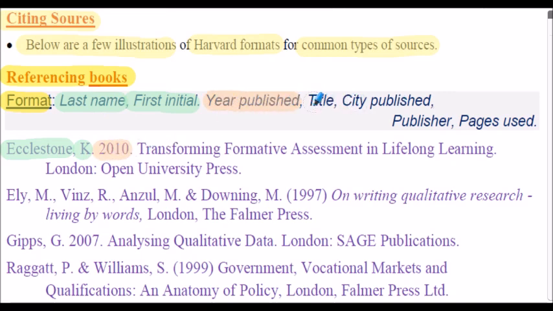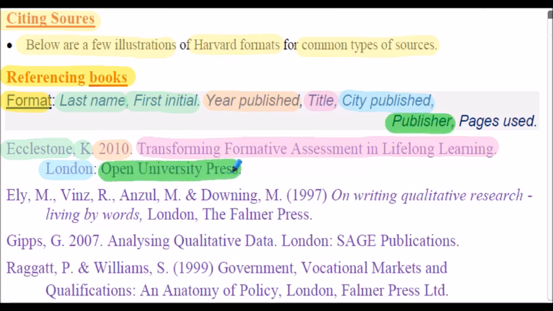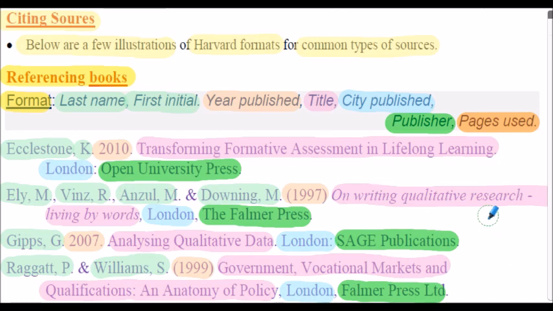The title of the book, Transforming Formative Assessment into Lifelong Learning. The city where the book was published, in this case London. The publisher, Open University Press. And sometimes the pages used are also listed, but in this case no pages are stated for Eccleston's book. Below are three further books in the same format. So here are all the book illustrations to the referencing format shown above.